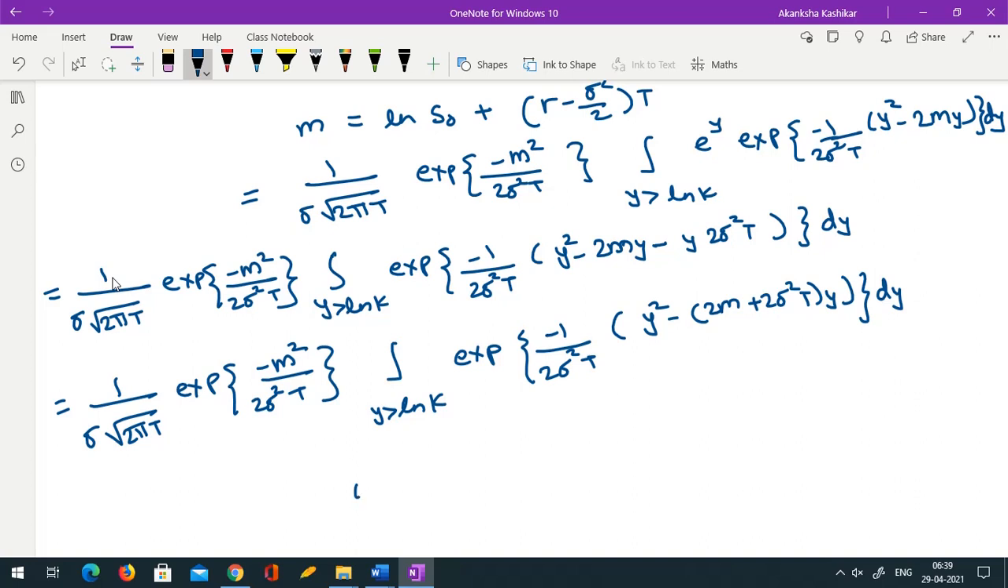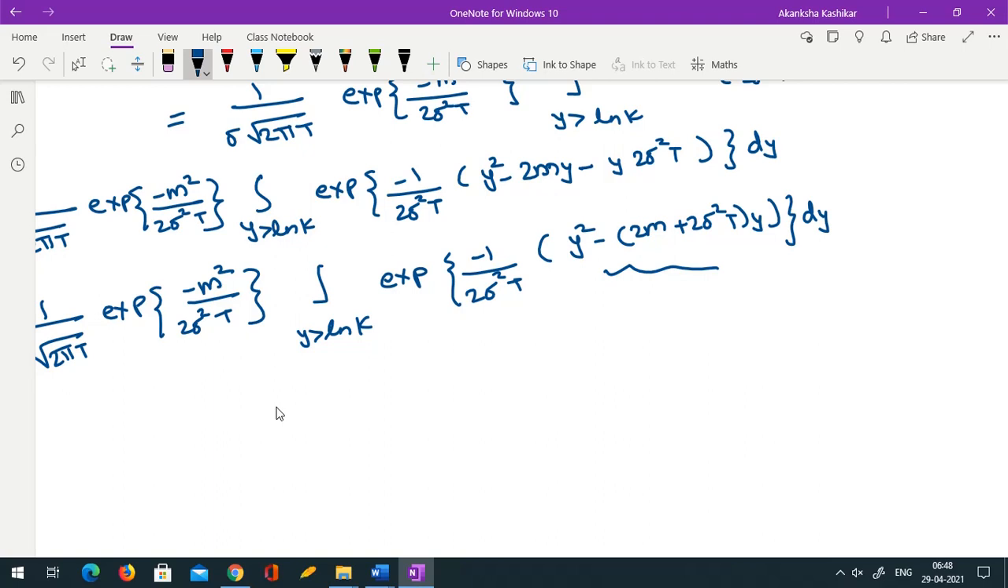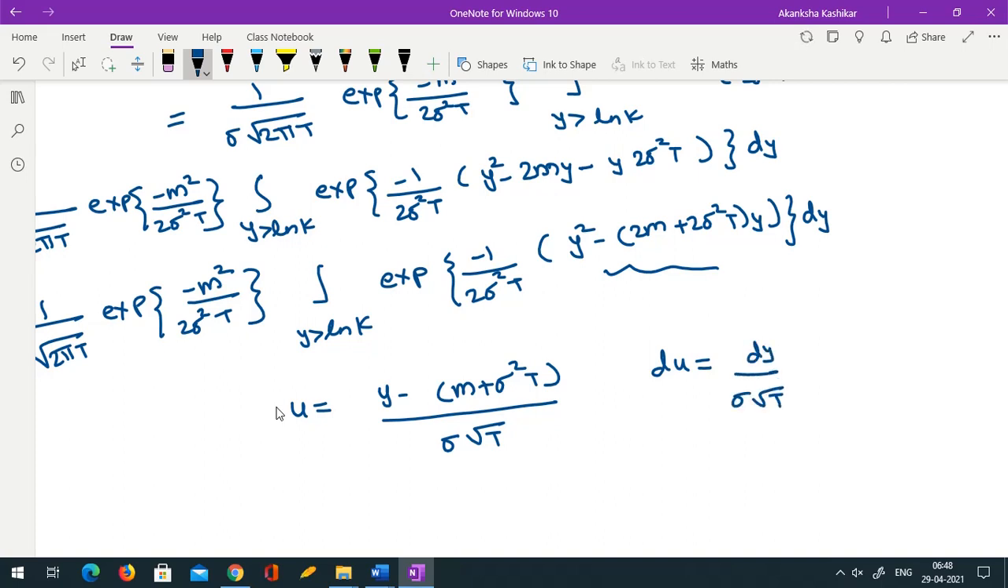Okay, let me write what I am saying. Okay, so let us try to complete the square here. I am sure you must have done something like this when you were dealing with things like MGF of normal distribution, etc. So let me introduce a new variable u as y minus m plus sigma square t divided by sigma root t. Okay, why this? Because you know this looks like a term coming from m plus sigma square t. Okay, of course when you do this you have to adjust. du would become dy upon sigma root t.